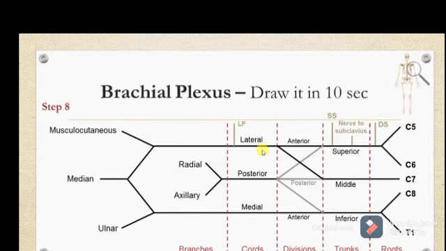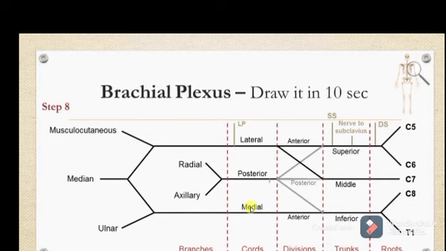Now you remember that the lateral cord branches are remembered with the mnemonic Lucy loves me. So here is the lateral root of the median nerve and here is the musculocutaneous nerve. The only one left is the lateral pectoral nerve which is right here.